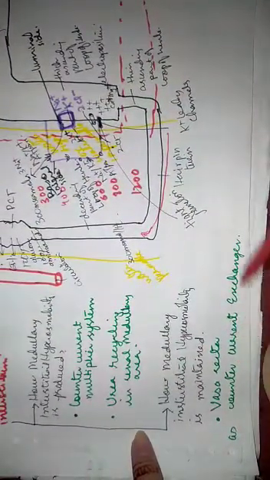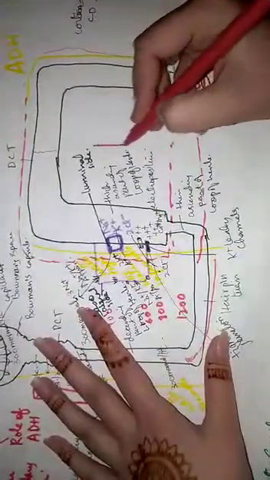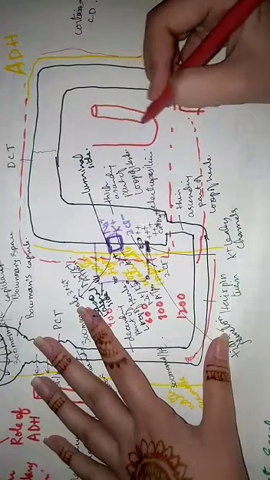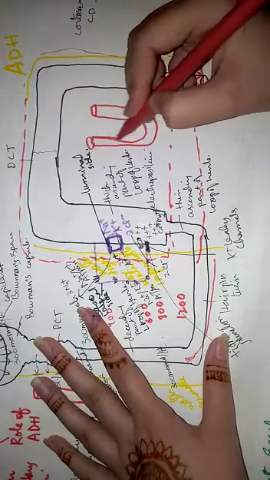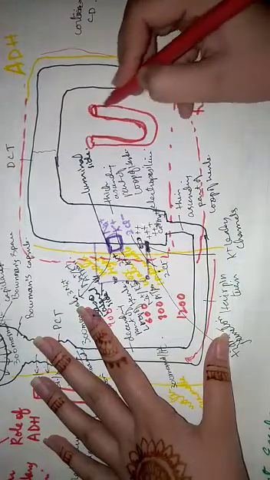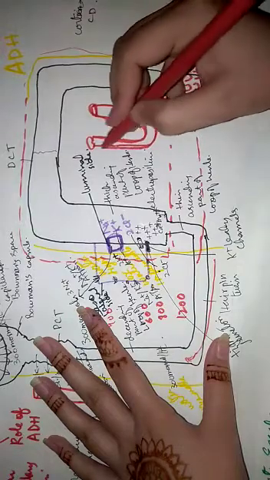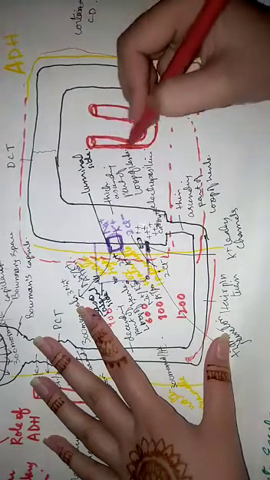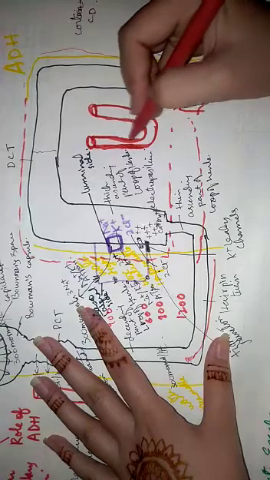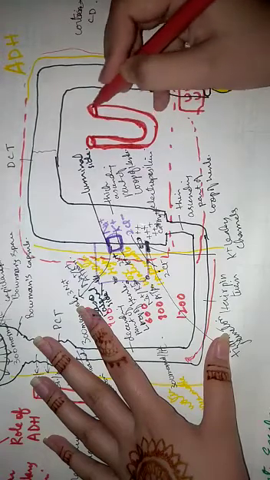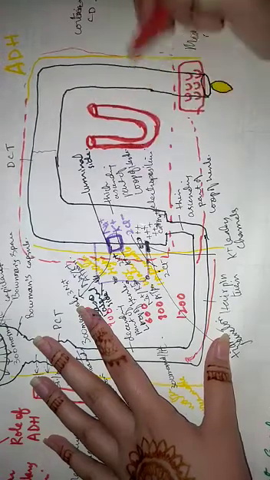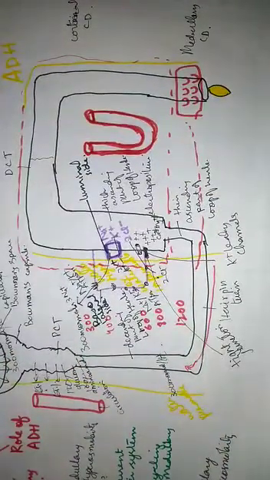Now the last part, that is the vasa recta as a countercurrent exchanger. In this part, there is vasa recta in the renal medulla. In this part, the blood flow is really slow. Because of the slow blood flow here, it doesn't wash away most of the solutes, and this also contributes to the medullary hyperosmolarity.